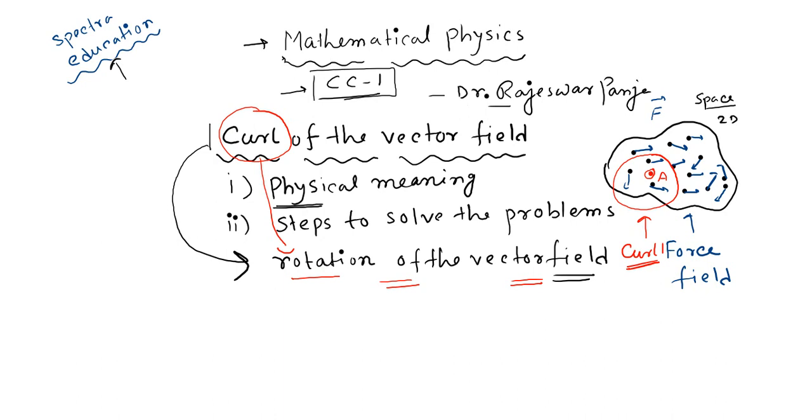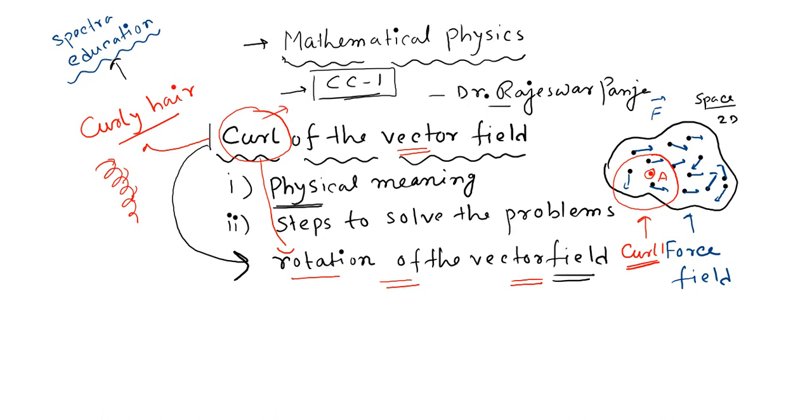So why is this term curl related to the rotation of the vector field? Because if you think about the word curly, you all know that curly means a spiral or coil type shape. That means there is a tendency of rotation of the physical entity. So this curl term comes from the word curly. That's why curl is associated with the vector field.